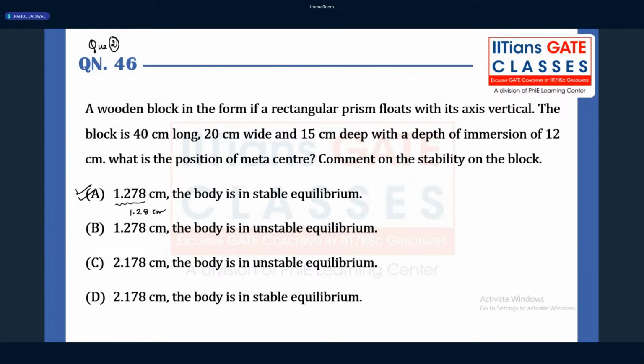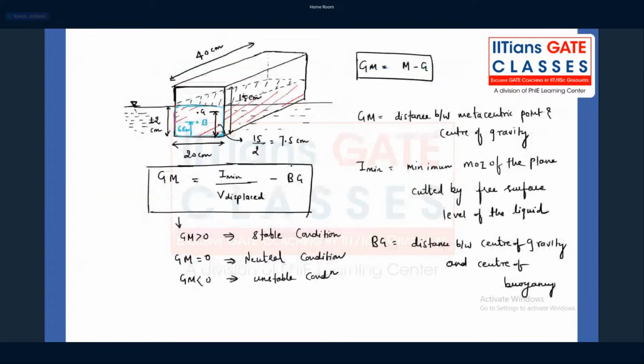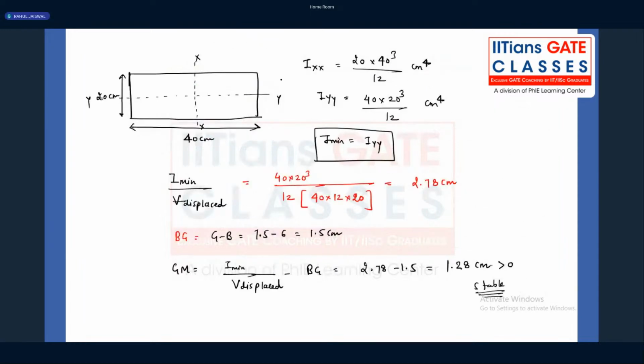Is that clear? All of you understanding? Is this particular question clear? Question number 46. So that we can move on. Done, guys? So this is the whole concept which we have discussed here, right?